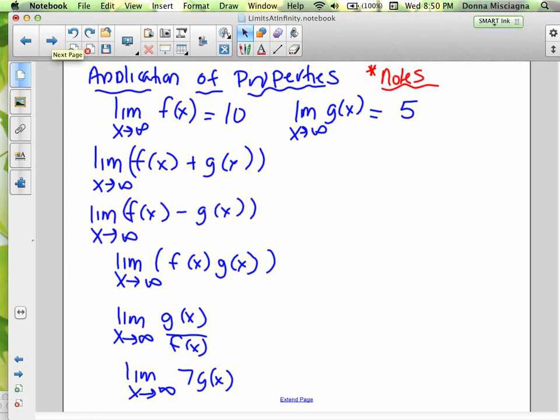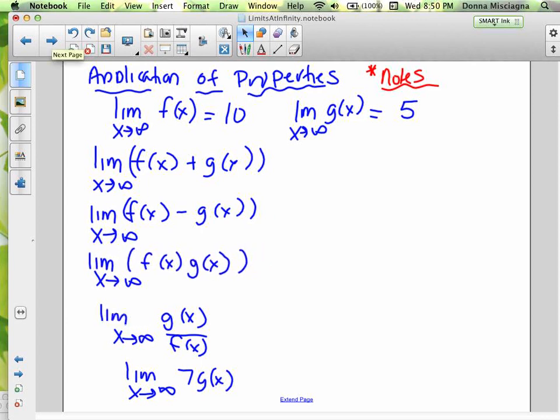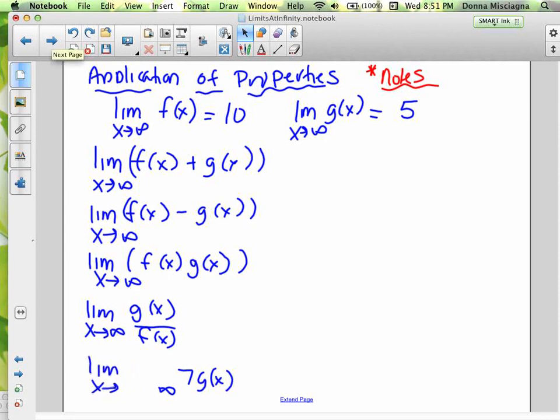And we have the limit of g of x as x approaches infinity is equal to 5. Now I decided to make it infinity. I could have made it negative infinity, so long as they both were the same. If they're headed two different ways and we're taking a limit to different things, well then I can't combine them. So we have to be taking the limit as x approaches the same thing. I'm just moving these over to make sure I have enough space here.